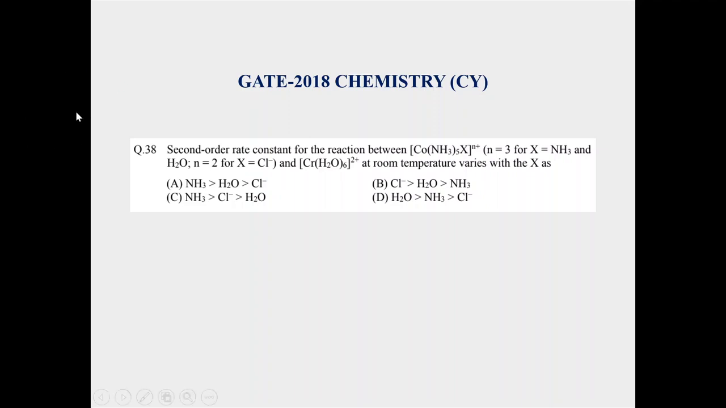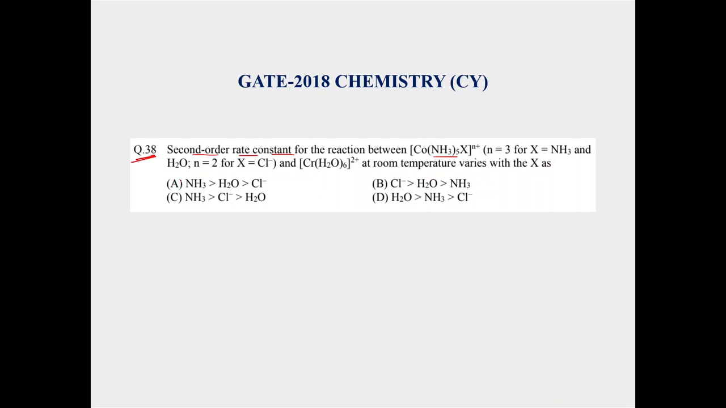Okay, then we will start discussing question number 38 from the GATE 2018 paper. The question is: the second order rate constant for the reaction between [Co(NH3)5X]^n+, where n is equal to 3 for X equal to NH3 and H2O, and n is 2 when X is Cl minus, and [Cr(H2O)6]^2+ at room temperature varies with X as.